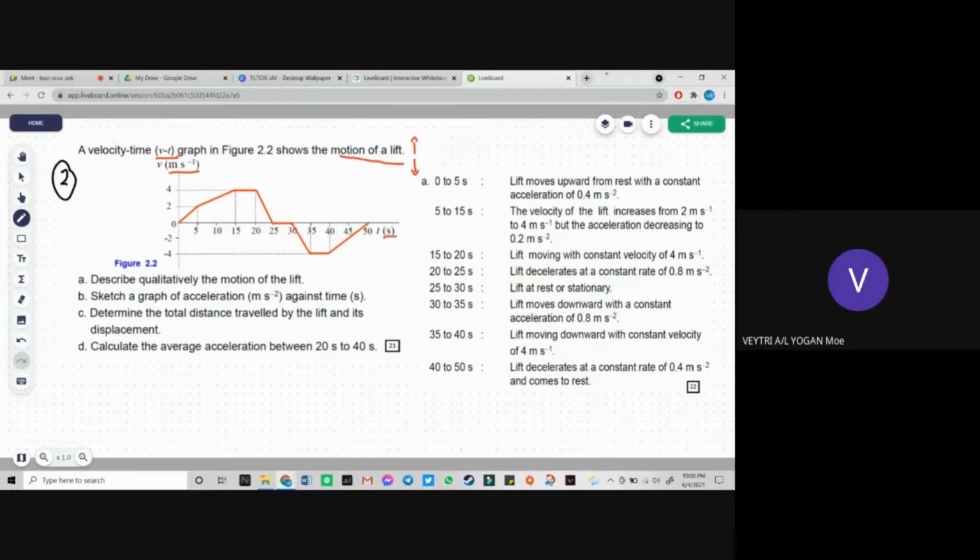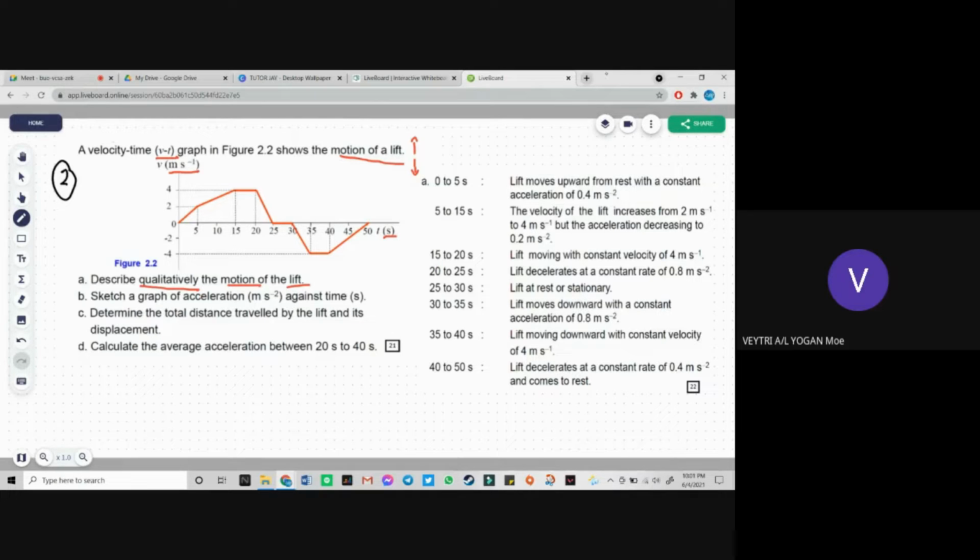Now, the graph given over here is a VT graph. You can see it's going up and then it goes up again here, and then constant, down, constant, up, back to zero. Now, let's have a look at the question. A. Describe qualitatively. I've mentioned to you guys in the previous session, qualitatively means one by one. You have to explain whatever happens in the motion of the lift.